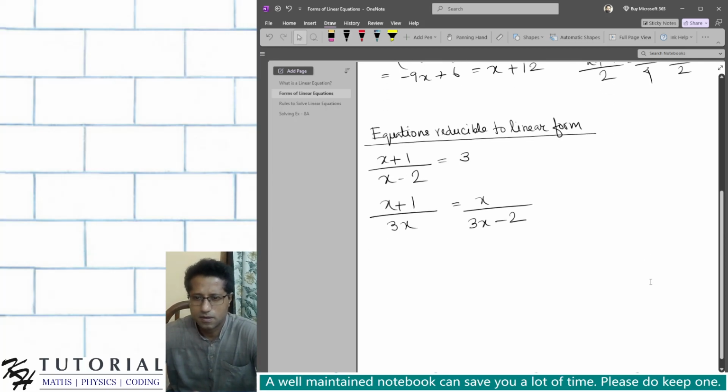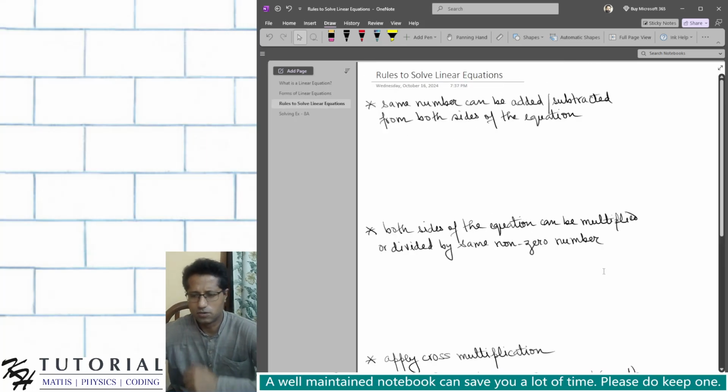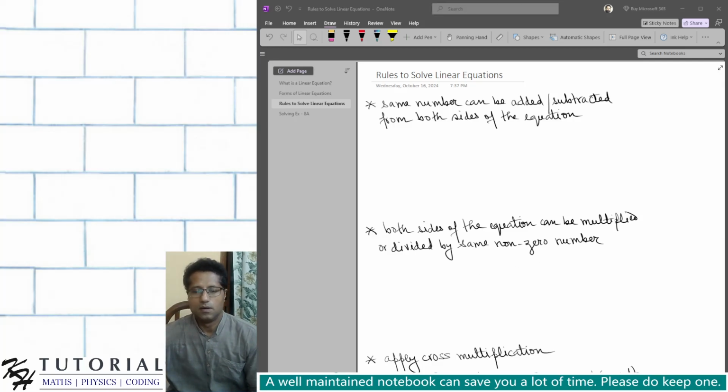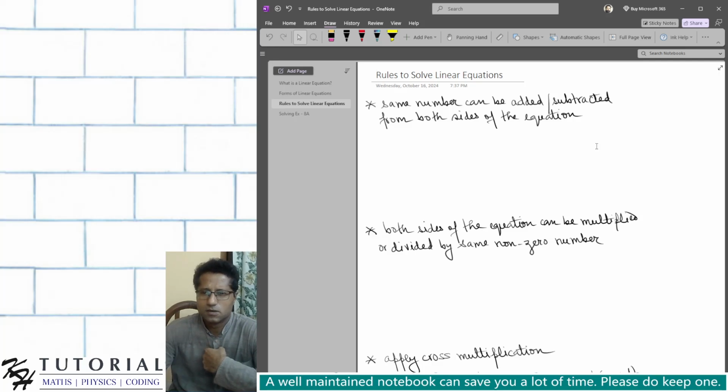Okay, now let's study the rules which you have already studied in your previous class. I'm just giving you a preview of what you have already studied. So what are the rules to solve a linear equation? The first one is that the same number can be added or subtracted from both sides of the equation.